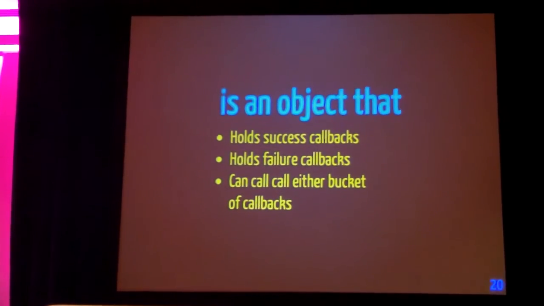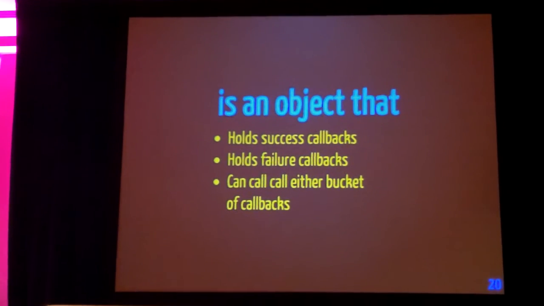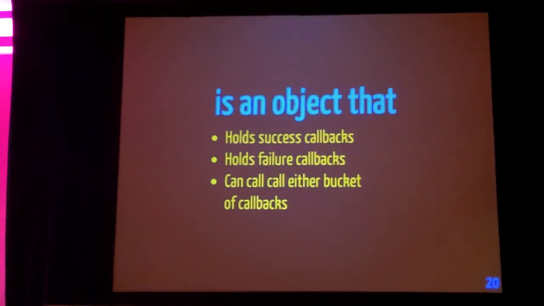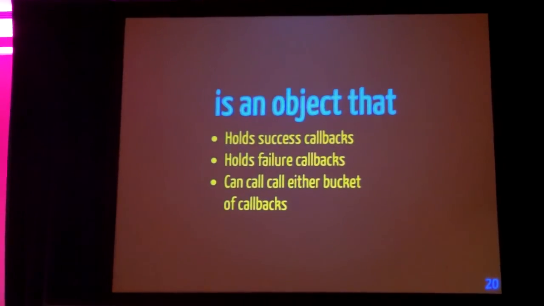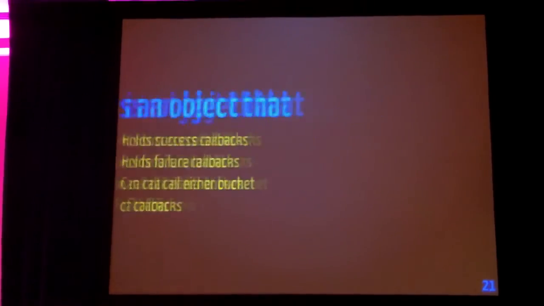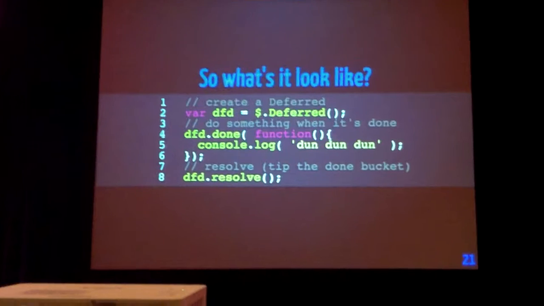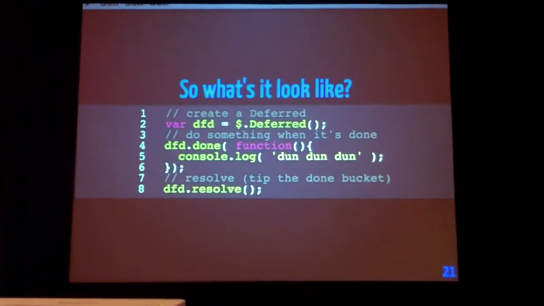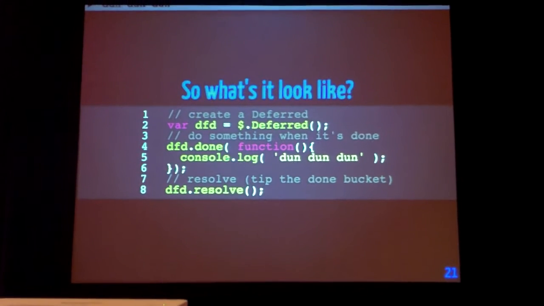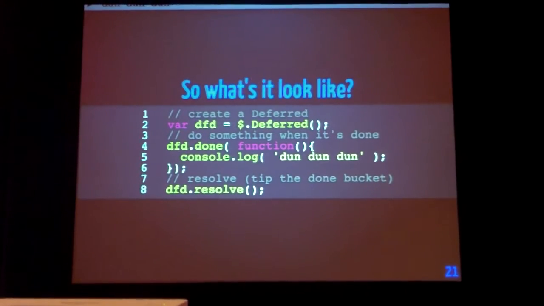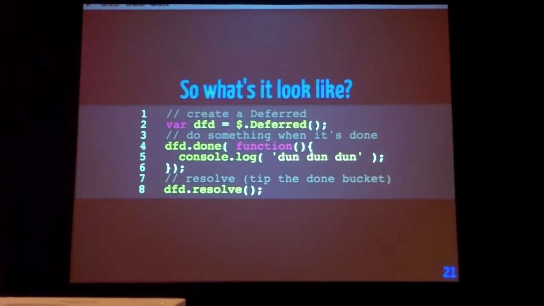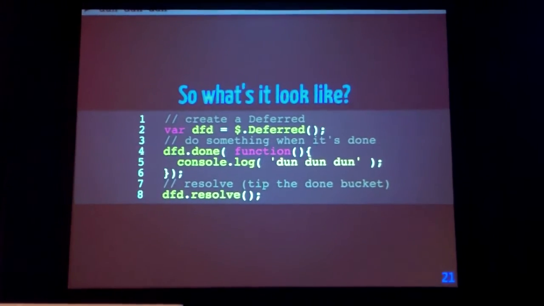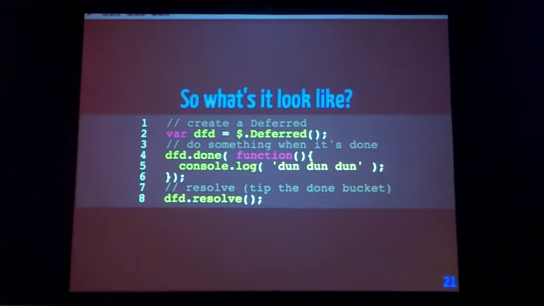So it's nothing really that special. It's an object that holds success callbacks, it holds failure callbacks, and it can call either sets of those. And if we look at creating one, on line 2, we're just using the $.deferred method that creates this object for us. And one of the methods that it exposes is done. So when this deferred is done, when it's finished, run this function.